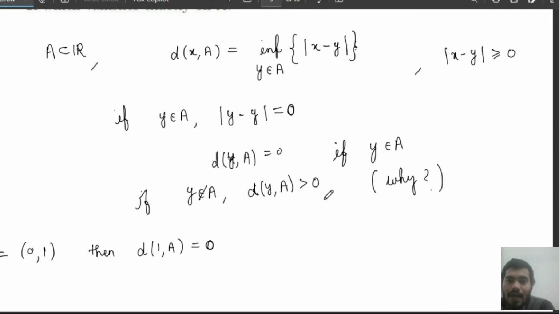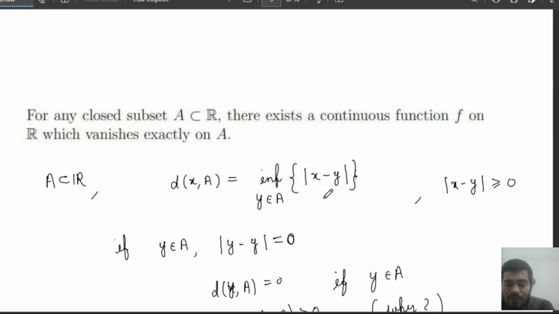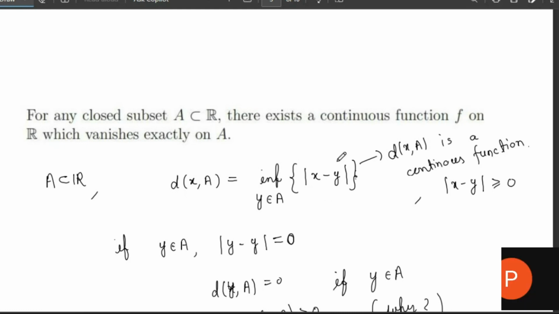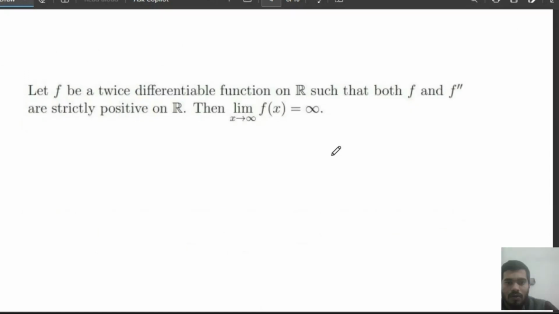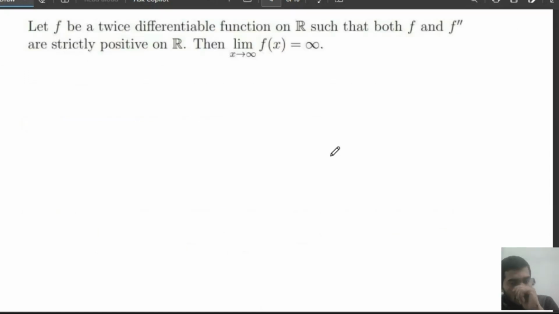And I will leave the exercise. It is given in many standard books to prove that d of x comma A is a continuous function. I'm leaving this as an exercise to you people, to prove that this is a continuous function. Okay. Let me come to the next problem.